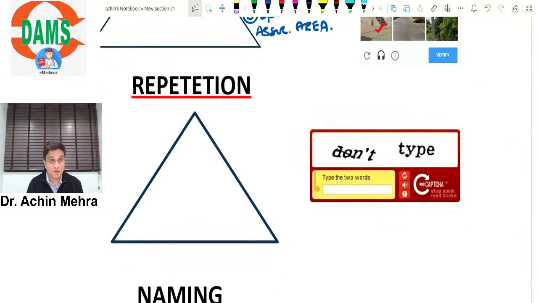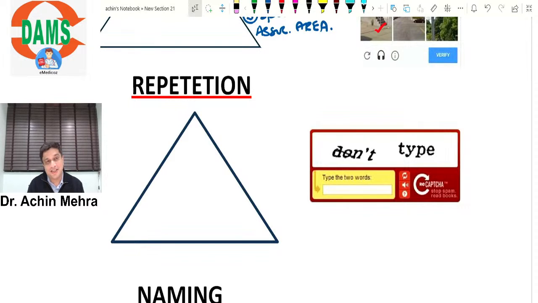Like this, what is written over here in a CAPTCHA? Don't type. But you'll still type it, no? You'll understand on seeing, although it's written don't type, doesn't mean don't type literally. I have to type the CAPTCHA. The computer wants to know I'm a human being, right?